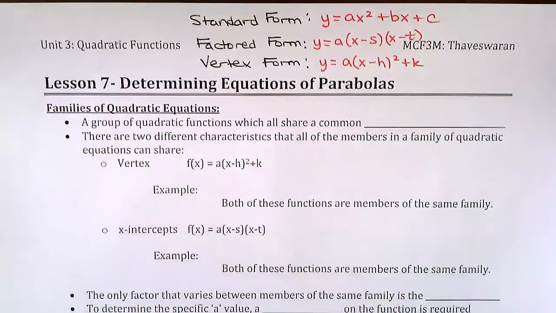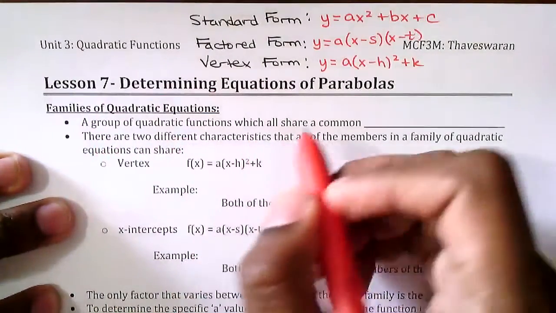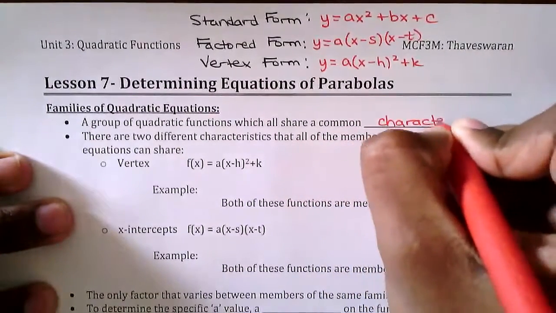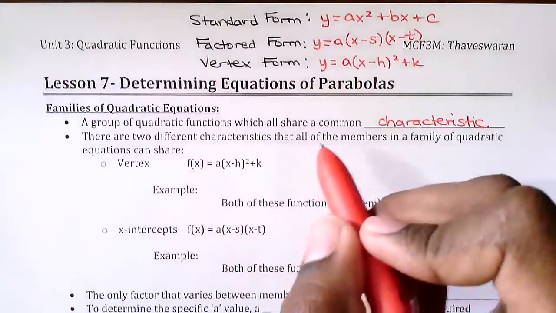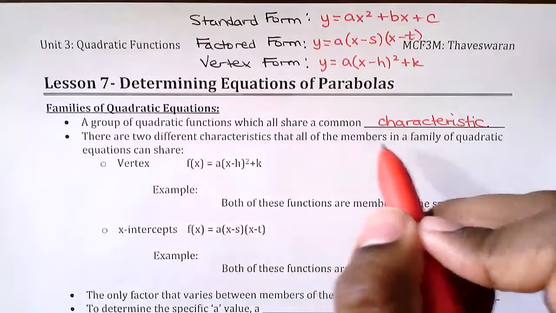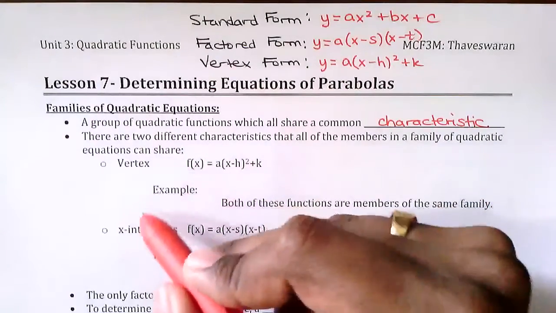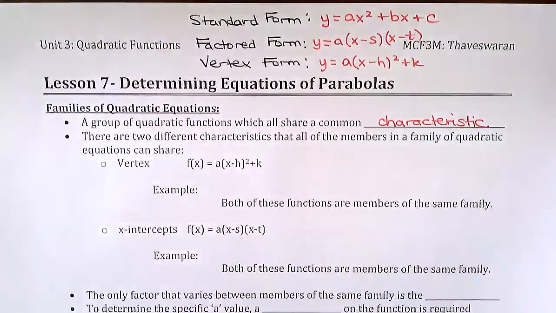A family of a quadratic equation is a group of quadratic equations which all share a common characteristic. There are 2 different characteristics that all of the members in a family of quadratic equations can share. They can either share their vertex or their x-intercepts. So here I have the equation in vertex form, and I'm going to give you an example of a family of quadratic equations so that you understand what they are.